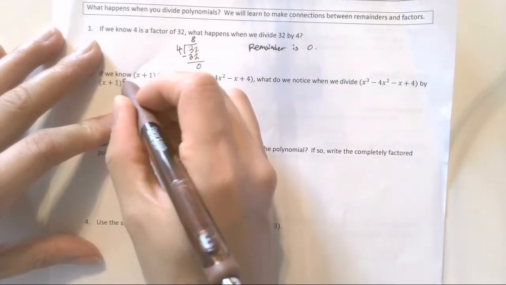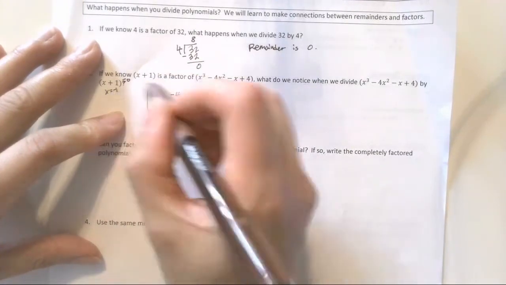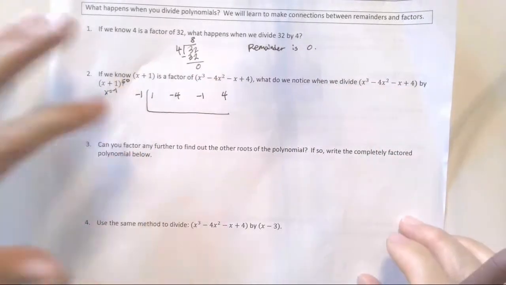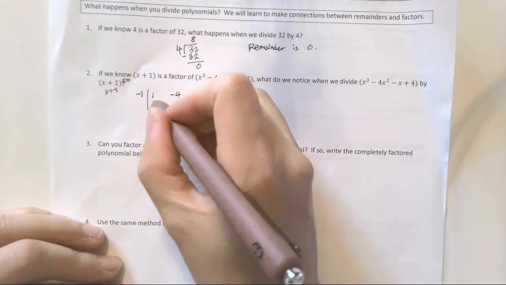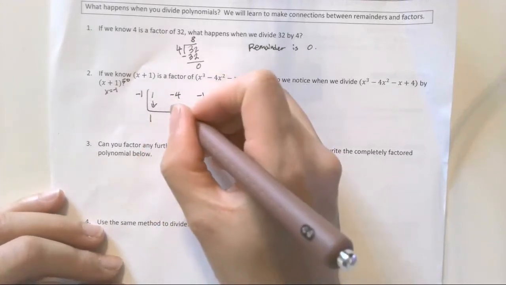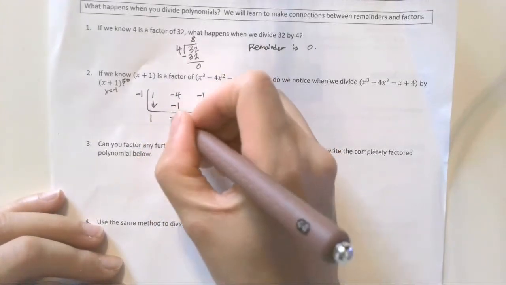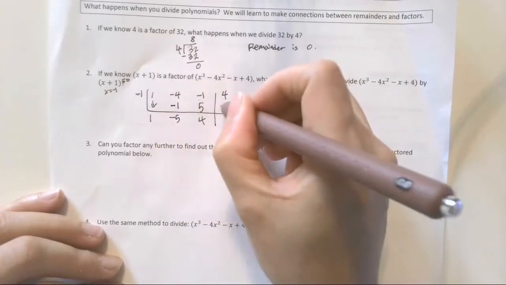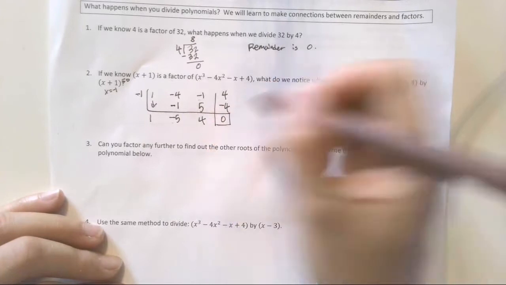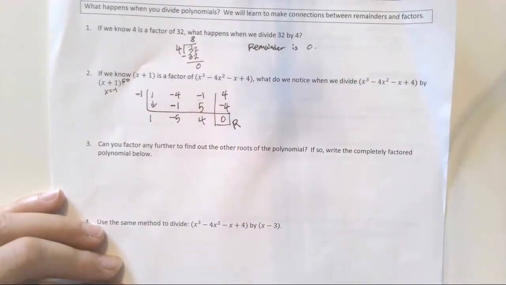And you set the divisor equal to 0. x is equal to -1. So -1 goes here. So that's the basic setup. Let's go. Number drops down. 1 times -1 is -1. Add it. -5. Multiply. 5. Add it. 4. Multiply. Add it. 0. So my remainder is 0.